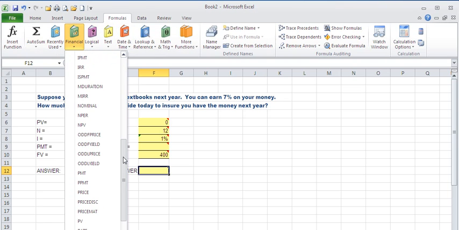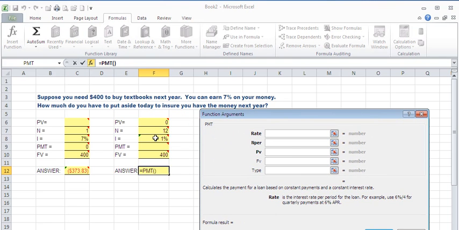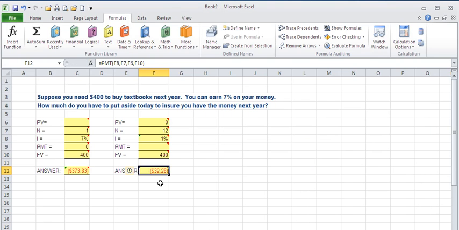Financial, come to PMT, scooch that over. The rate, we let it do the calculating. Number of periods would be now 12, present value 0, future value $400. Look at that, it looks like we would have to deposit $32.28 a month in order to get our $400 by the end of the year.